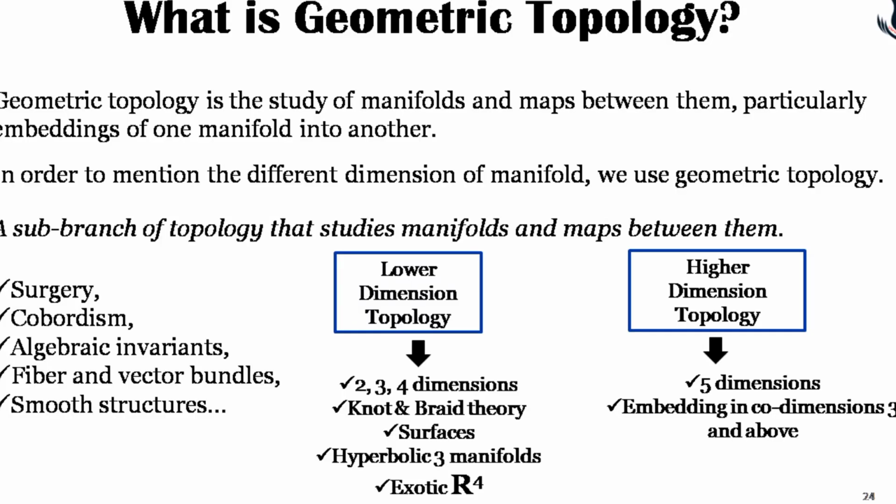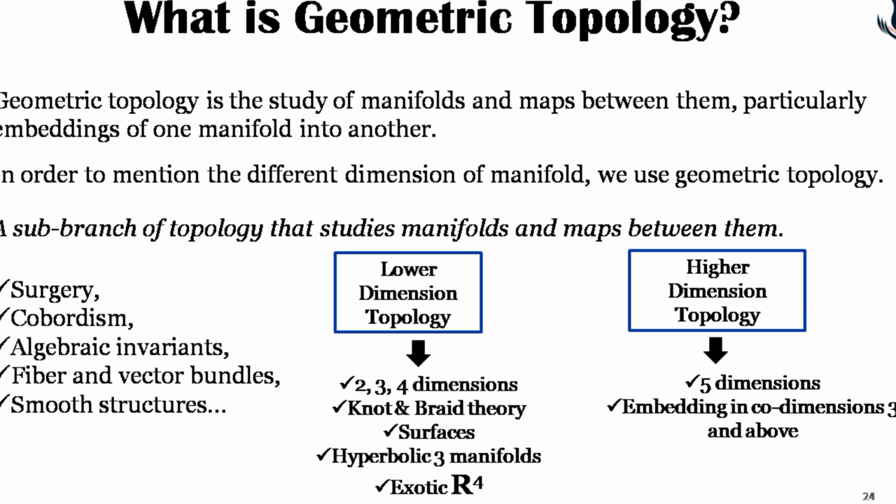Geometric topology is the study of manifolds and maps between them, particularly embeddings of one manifold into another. So you see surgery, cobordism, algebraic invariance. These are fiber bundles. I don't want to get into these. These are mathematical terms which tell about geometric topology.